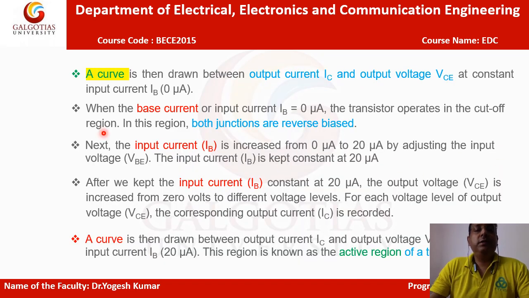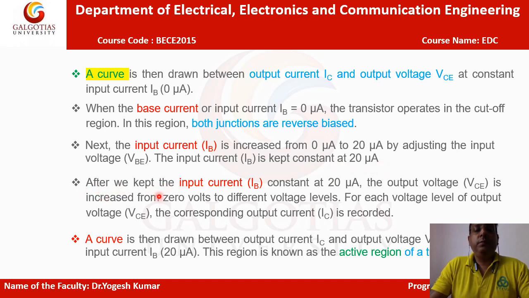So now some description of this output characteristic. The curve is drawn for the output current IC and the output voltage VC and the constant input current IB. When the base current or the input current is 0 microampere, the transistor operates in the cutoff region. In this region, both junctions are reverse biased. Next, the input current IB is increased from 0 microampere to 20 microampere by reducing the input voltage VB. The input current IB is kept constant at 20 microampere, as you see in the graph.